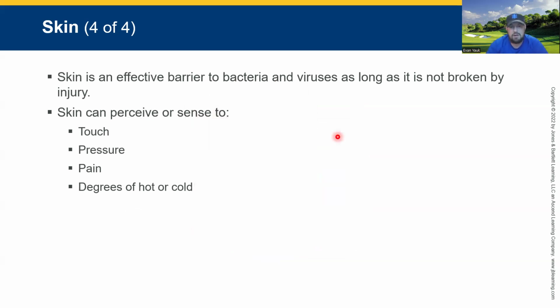Skin is an effective barrier to bacteria and viruses as long as it is not broken by injury. Skin can sense touch, pressure, pain, and degrees of hot and cold. Just what I talked about earlier when we were talking about nerves, it starts at the skin. When we cut our skin, our protection's gone. It goes to the nerve. That's why we feel pain. When we touch something hot, our skin reacts. It sends a signal, the nerves get that signal, and they send it to our brain. It's all connected.